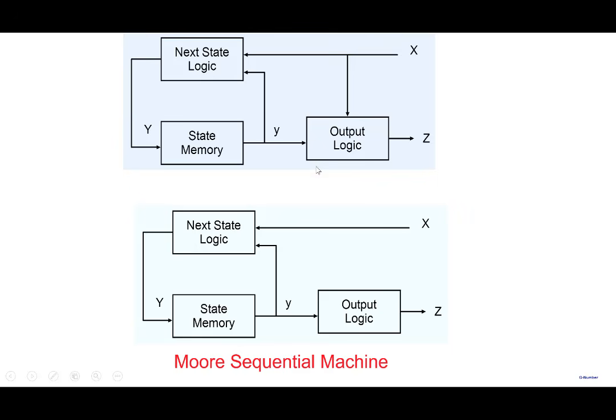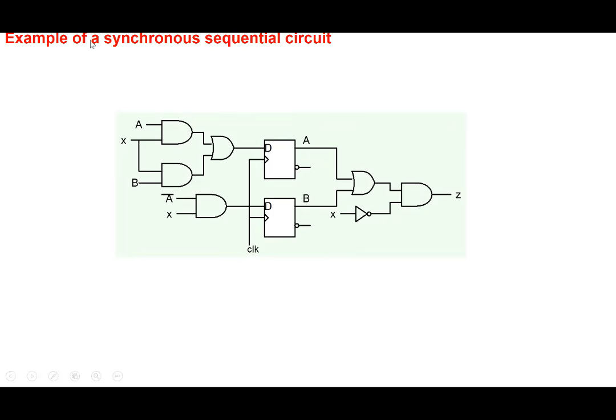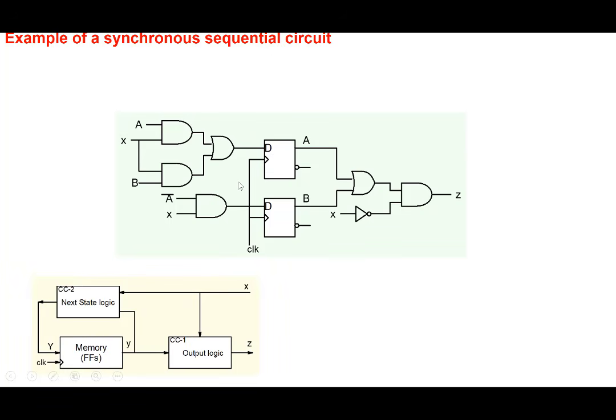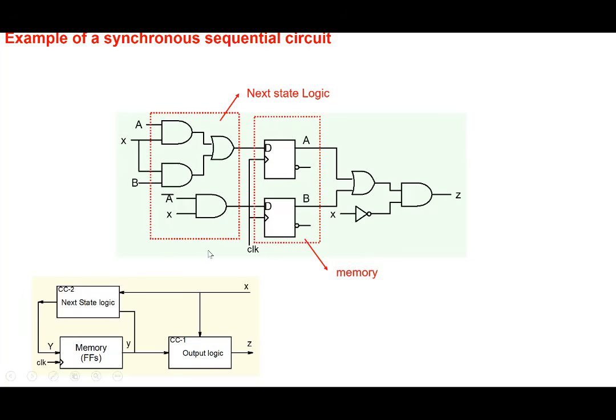All right, so let's look at an example of a Mealy sequential machine. Let's say we're given a system like this here. In this system, you can recognize the storage elements. The D flip-flops that you see here are the storage elements. So let's map this sequential circuit into this block diagram. The first thing is to identify the memory elements here. So these are the memory elements, right? And these are the memory elements. Z is the output. And so this is the next state logic here.